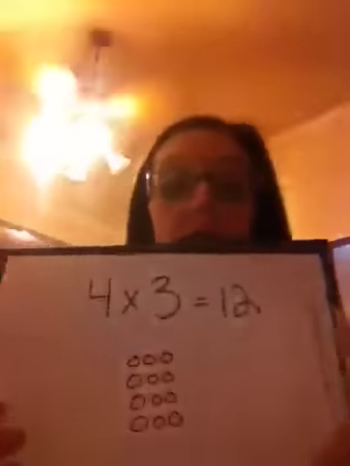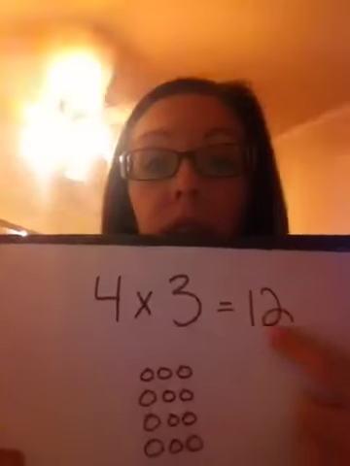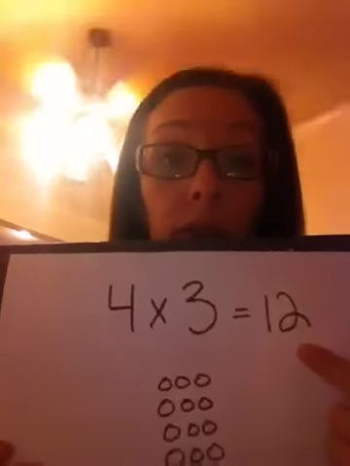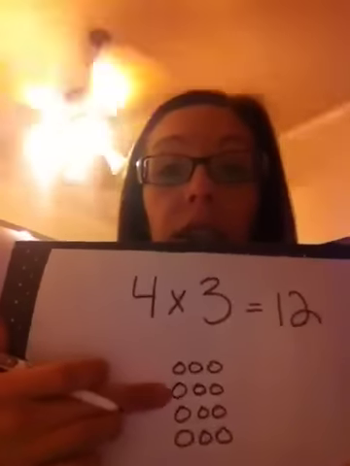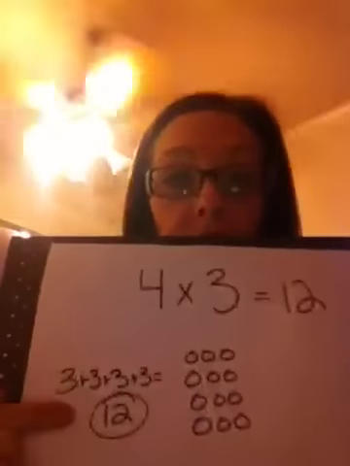To find my answer, I can use repeated addition. I can use my multiplication. I can use counting the dots in the array. My answer is 12. 4 times 3 is a product of 12. Count it. 3, 6, 9, 12, right? I could also do 3 plus 3 plus 3 plus 3. That will also give me 12.